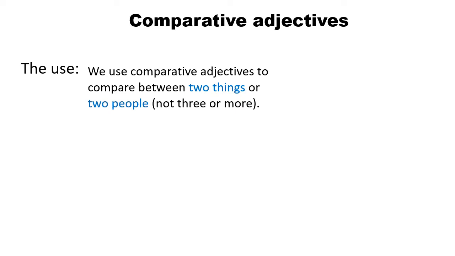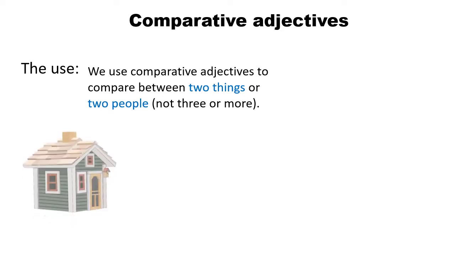to compare between two things or two people, not three or more. So just between two things or two people. For example, if I want to compare between students or I want to compare between things like objects. Okay, so let's start with this example.